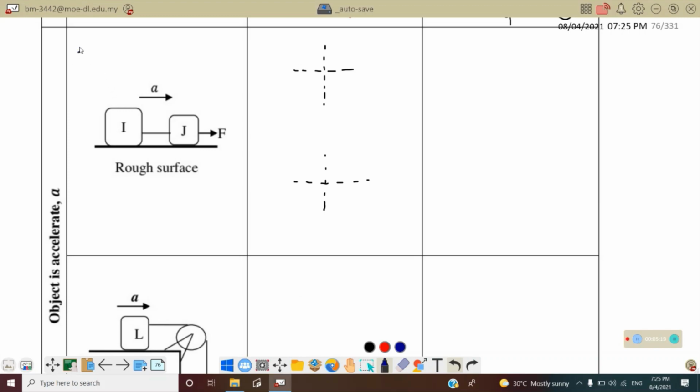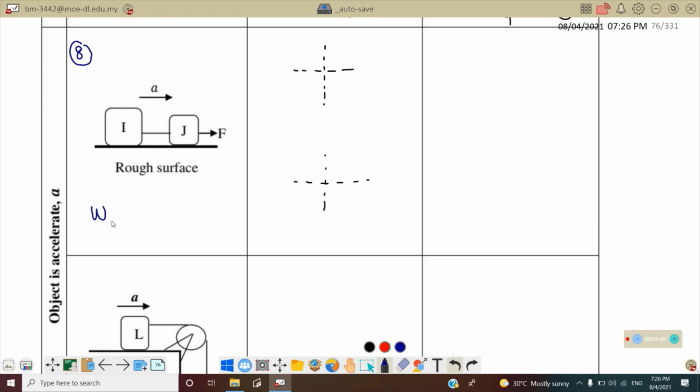Question number 8. Again, we have two objects, I and also J, and the motion is to the right. So to the right is positive, to the left is negative. Let us start with object I.